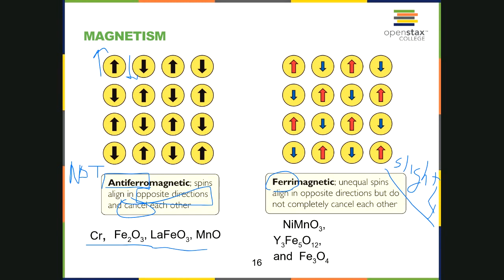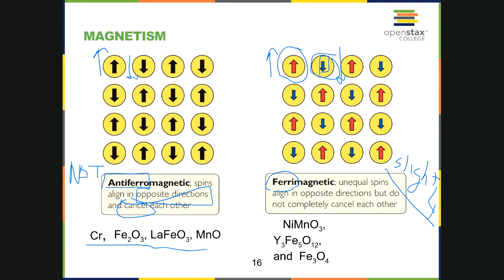And what you have happening here is the spins are opposite. This one's going up. The one next to it is going down. But you notice the size of the arrows are not the same. The one going down is smaller. So even though it cancels, it only cancels a fraction. So overall, the material comes out being magnetic.